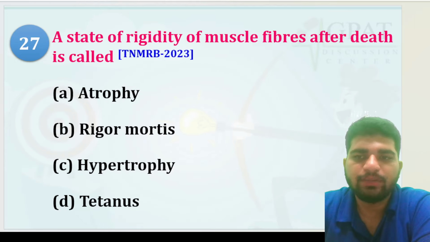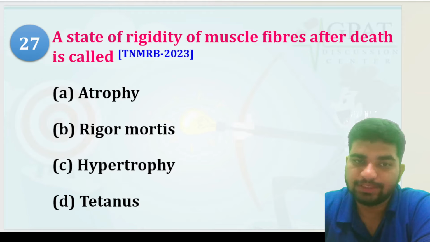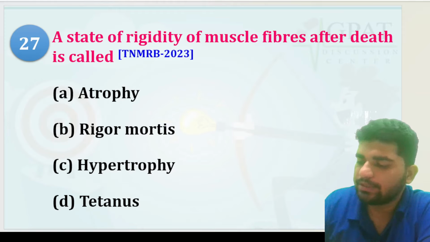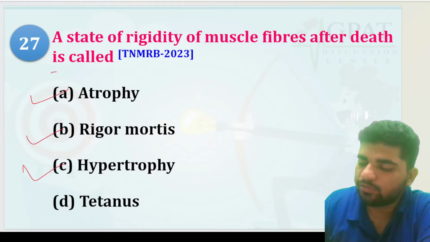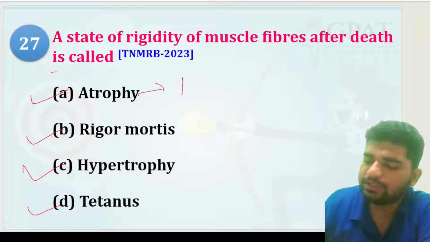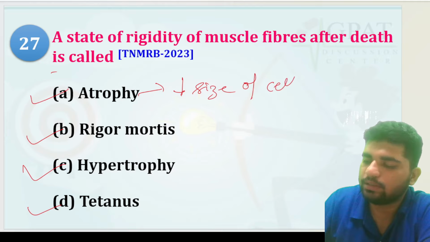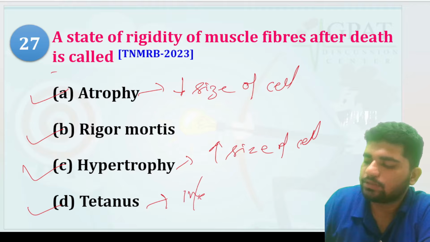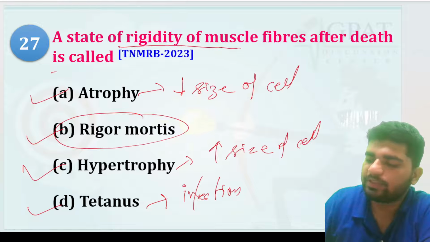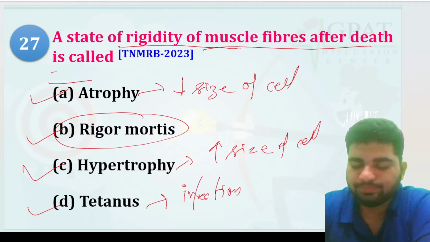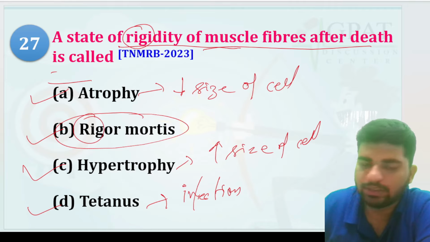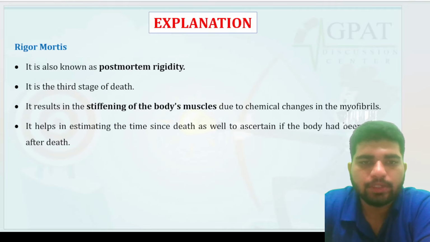A state of rigidity of muscle fibers after death is called: atrophy, rigor mortis, hypertrophy, or tetanus? Atrophy is a decrease in the size of cells. Hypertrophy is an increase in the size of cells. Tetanus is an infection. But the rigidity of muscle fibers after death is called rigor mortis. Rigidity, rigor, rigid.